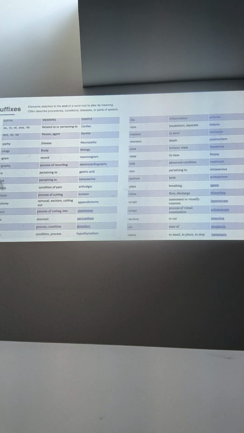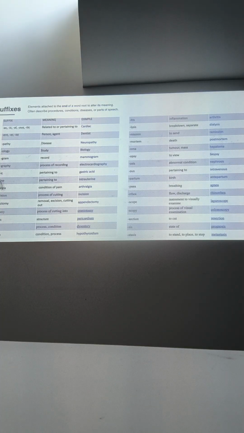Then -scission is process of cutting. So incision, doctor makes an incision. -Ectomy is the removal, the excision or cutting out. So it's removal. So appendectomy, when you have appendicitis, you have to get your appendix out. There's no other way to deal with it. So you have to do an appendectomy.